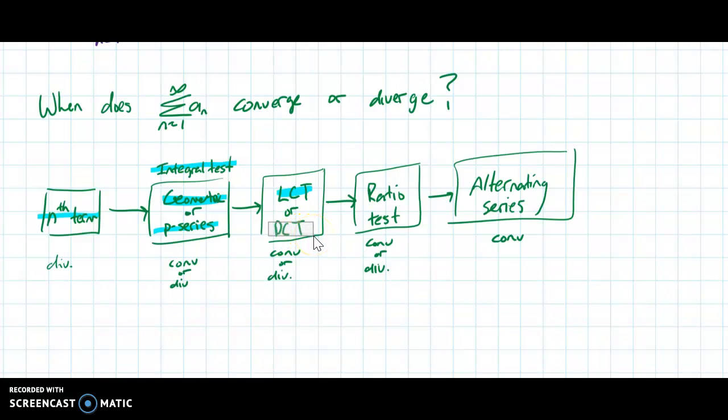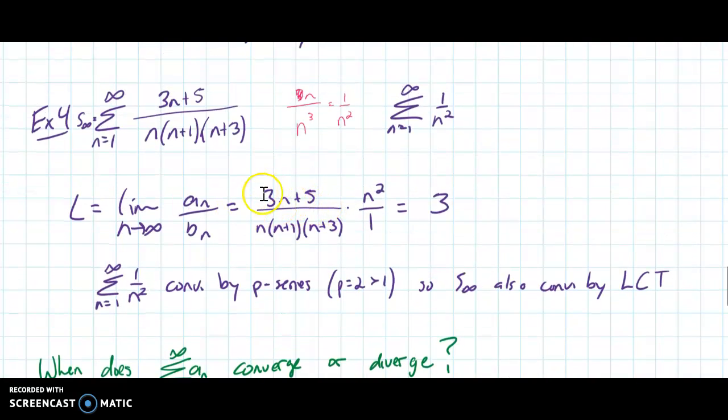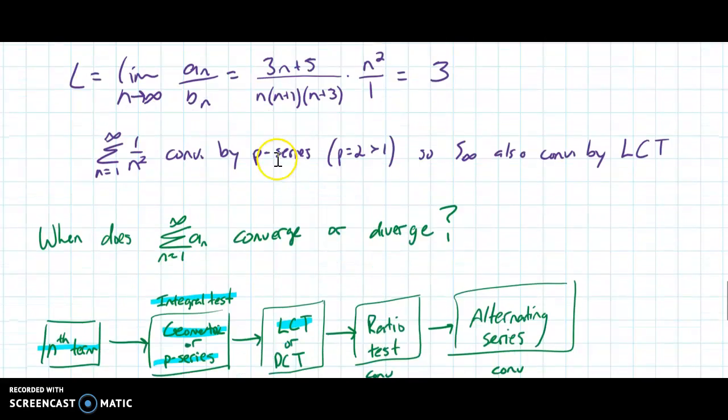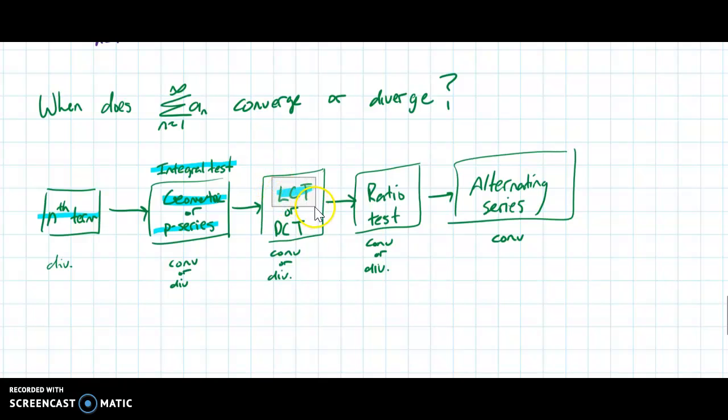DCT stands for direct comparison test. And as far as everything that I've ever seen with this stuff, DCT works with the same type of problems that limit comparison does, except it only works for about half as many problems. So in that case, I think that LCT covers almost everything we would ever need for DCT. Given the situation that we're in with a really crunched timeline this year, we're going to do LCT.